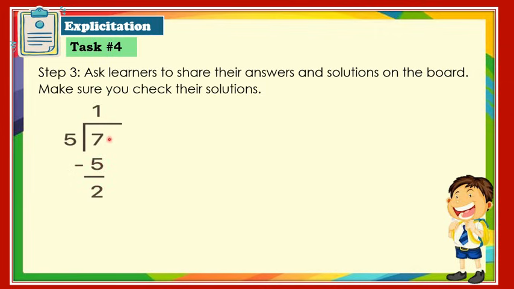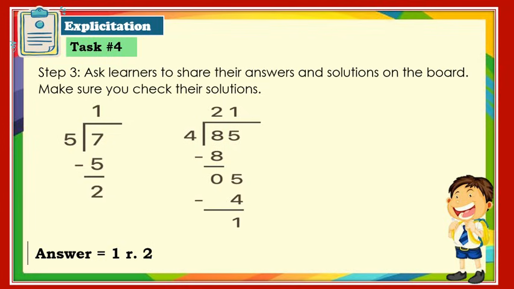Okay, we also have number 2, 85 divided by 4. So again, 8 can be divided by 4, so we will stick to one digit only. So 8 divided by 4 is 2. 2 times 4 is 8. Then 8 minus 8 is 0. And then bring down 5. 5 divided by 4 is 1. 1 times 4 is 4. Then subtract, 5 minus 4 is 1. So again, our answer is not exact since we have remainder 1. So the answer is 21, remainder 1.